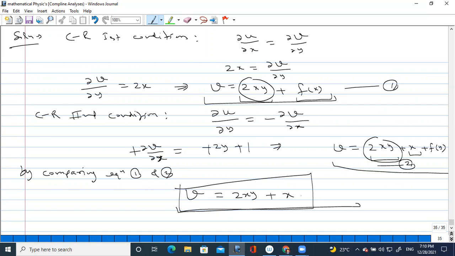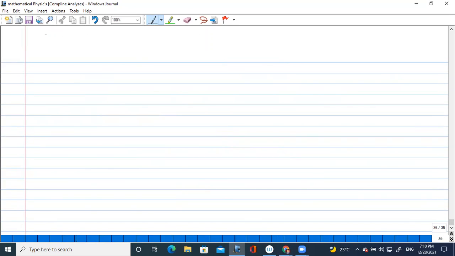Okay. Now there is one more way that you can find f(z) directly. So that also I will tell. If you don't want to use that method, that is also not a problem. Different methods are there, but sometimes that direct method will save your time. That's why I'm telling you to find f(z) directly from u or v.